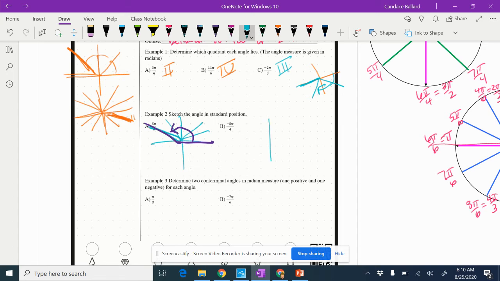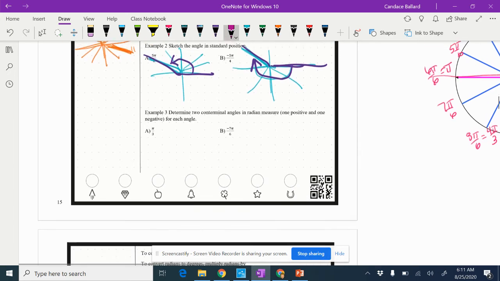I'm going to do this again here. I've got to go in the negative direction. I've got to divide into 4 wedges on the bottom. So 1, 2, 3, 4, 5. So I'm going this direction here. Again, I would draw my initial side, my terminal side, and the arrow to show me which direction I am going.